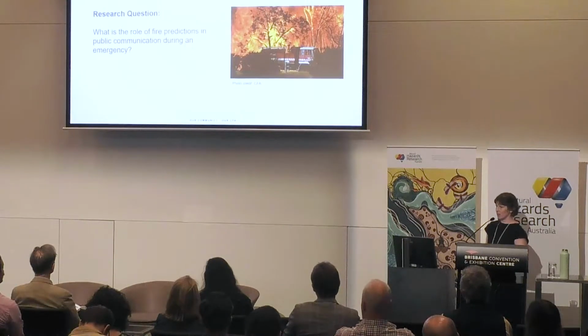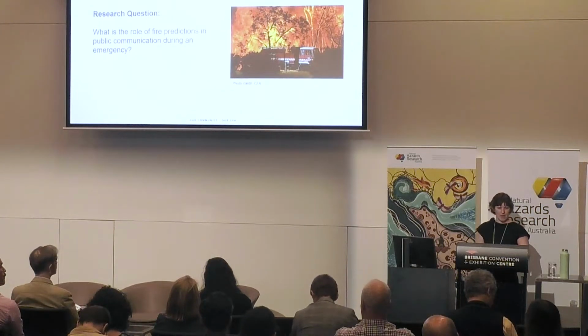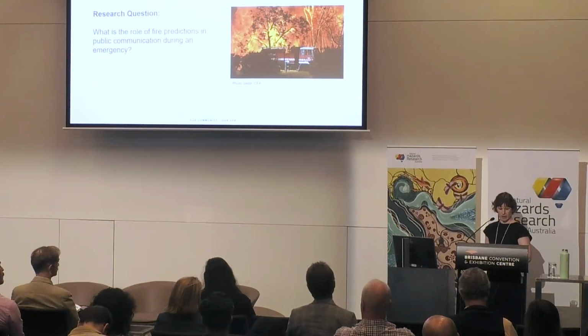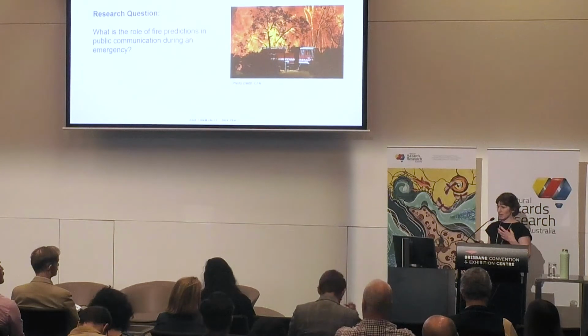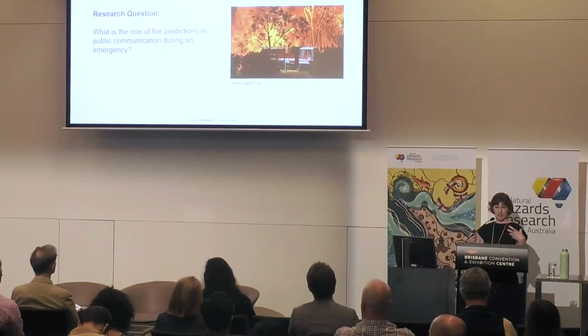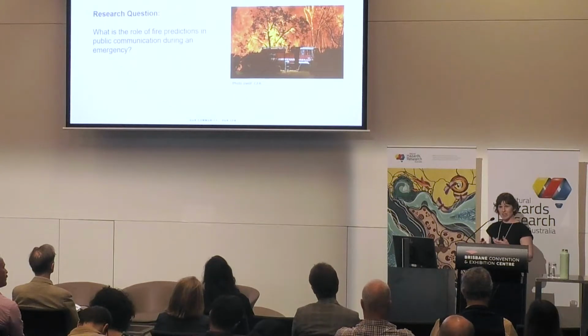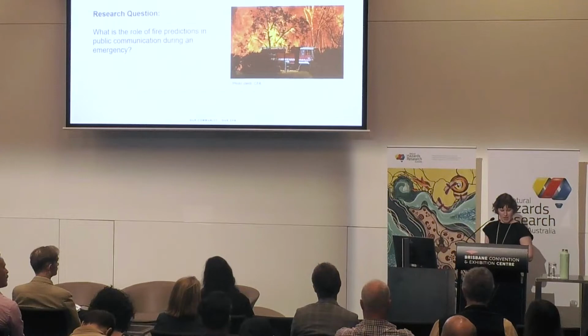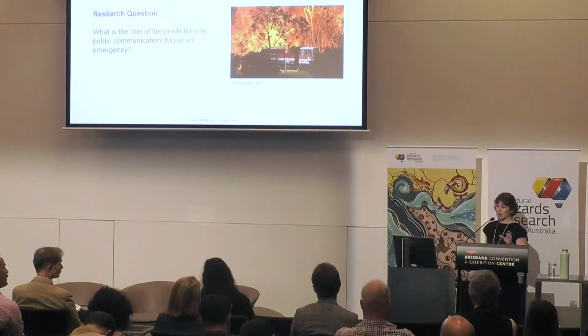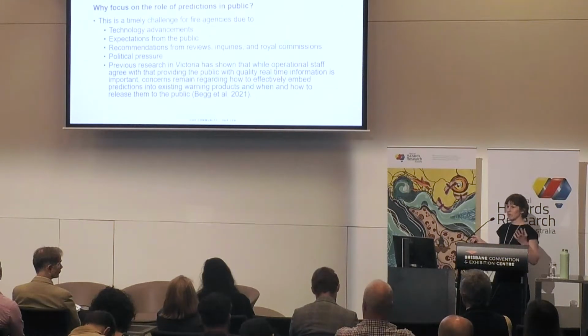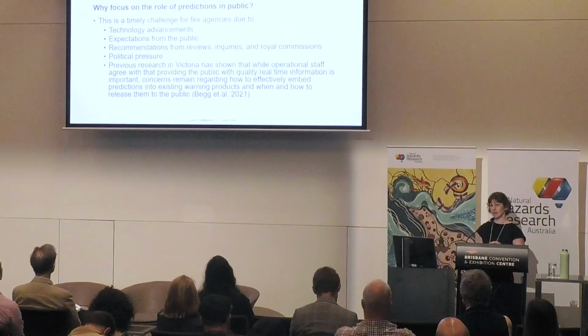As I mentioned, the project has been funded by NHRA and it began this year in February. It is coordinated by the Country Fire Authority and Emergency Management Victoria. The key question that we're focusing on with this research is that we're aiming to develop a clearer understanding of the role of fire predictions in agency communications with the public during an emergency. So why should we focus on the role of predictions in public?